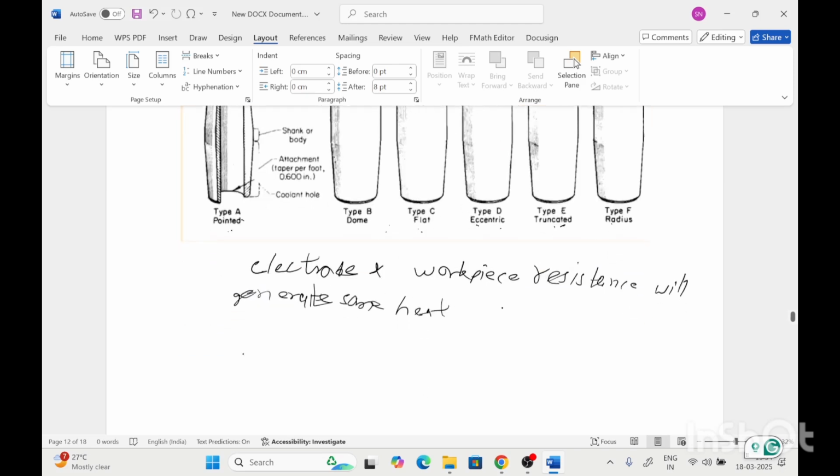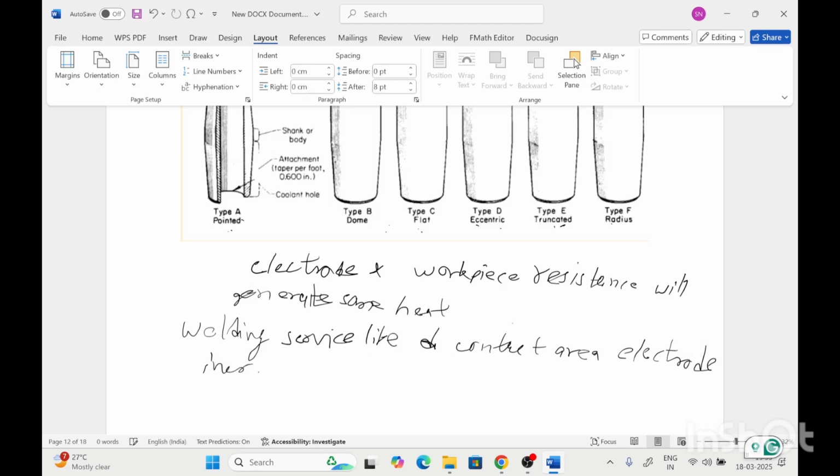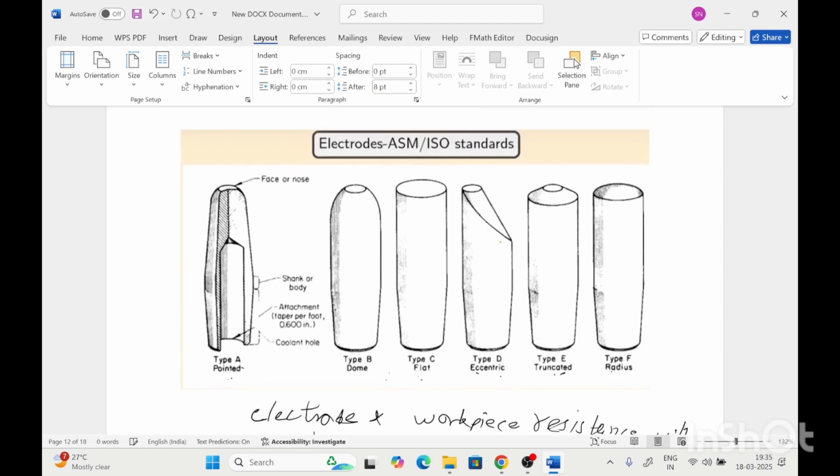So with the welding process, during the welding service life, the contact area of electrodes increases because of this generation of heat. That's why these pointed and truncated shape electrodes are used.